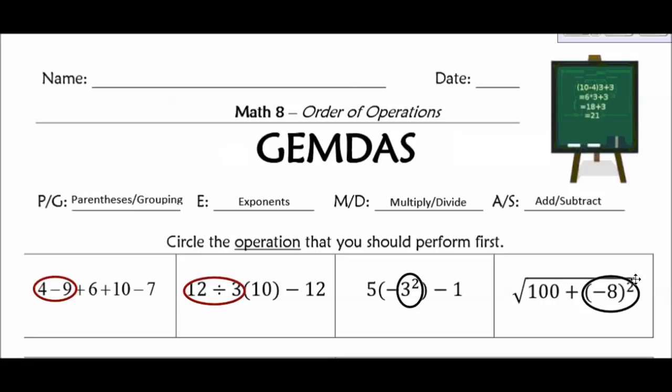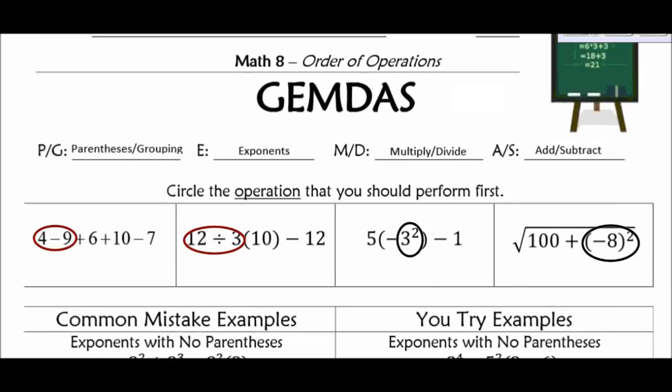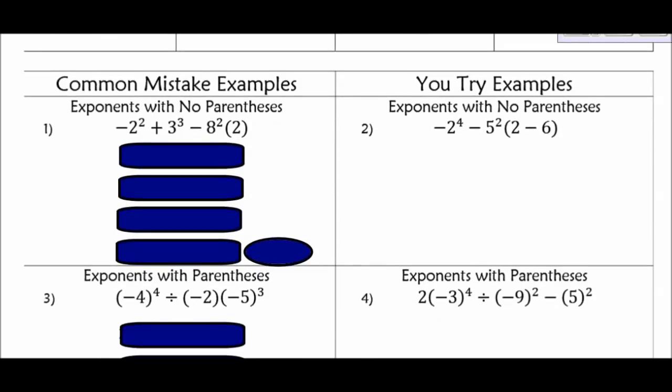It's negative 8 squared. This one, we have the whole thing in parentheses, but the exponent is on the inside of the parentheses. This is just saying 3 squared, and then we apply the negative. This is saying the entire negative 8 is squared. That's the first thing we're going to review with order of operations, when we have parentheses and exponents combined.